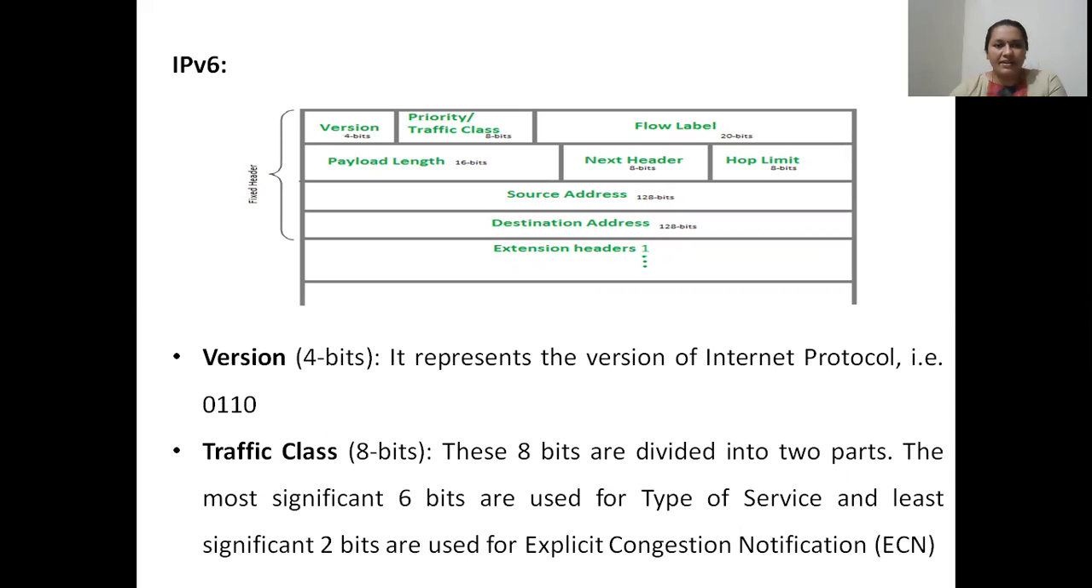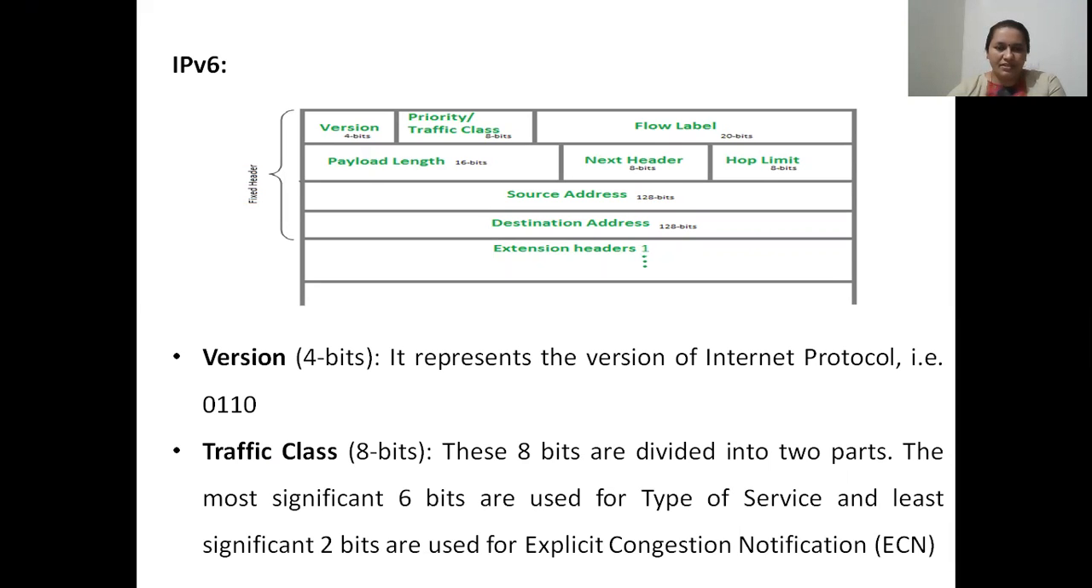The IPv6 header format is shown in this picture. The IPv6 header format consists of a version field of 4 bits, priority or traffic class of 8 bits, flow label of 20 bits, payload length of 16 bits, next header of 8 bits, and an 8 bits long hop limit. Along with this, it contains source address field of 128 bits, destination address field of 128 bits, and extension headers.